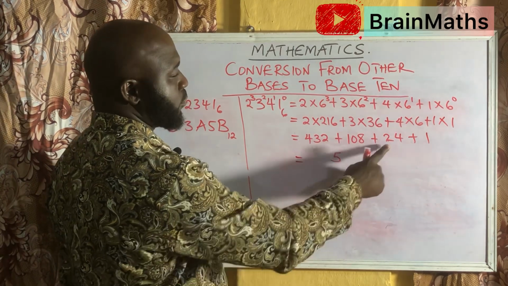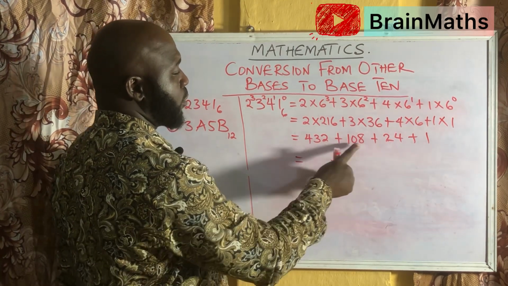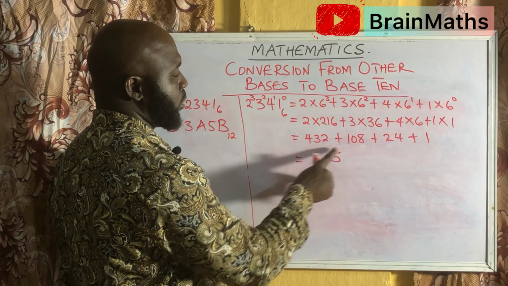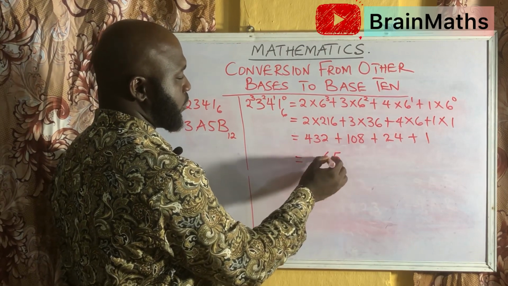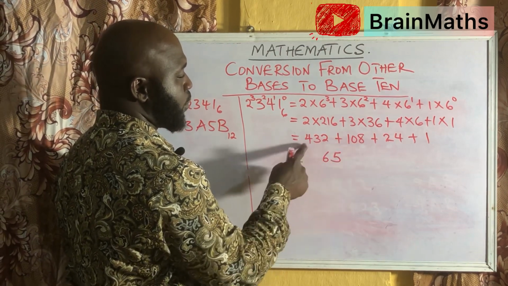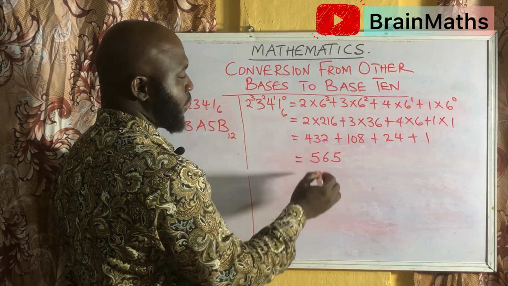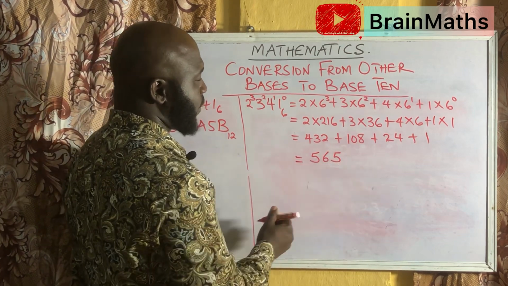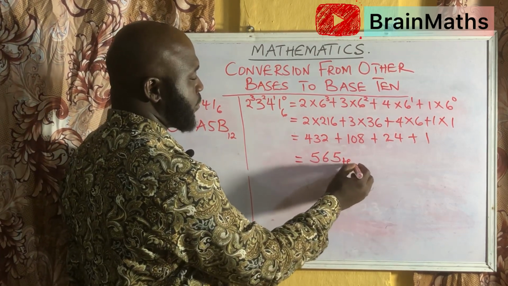Remainder 1. 1 plus 2, 3. Plus 0, 3. Plus 3, 6. No remainder. Then 1 plus 4 will give us 5. The answer is 565 in base 10.